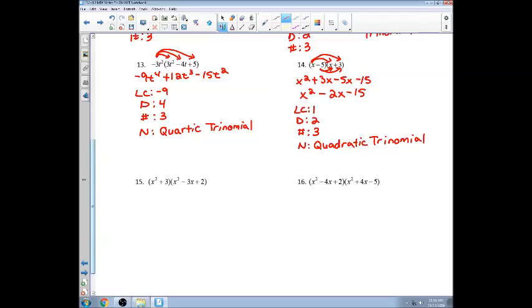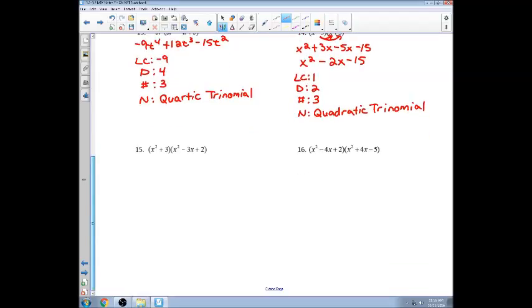All right, 15. Remember from our last section, if I have a binomial times a trinomial, I need to multiply everything in the first set of parentheses by everything in the second set of parentheses. So I'm going to take x squared times x squared, which would be x to the fourth. X squared times negative 3x, which would be negative 3x to the third. X squared times 2 would be positive 2x squared.